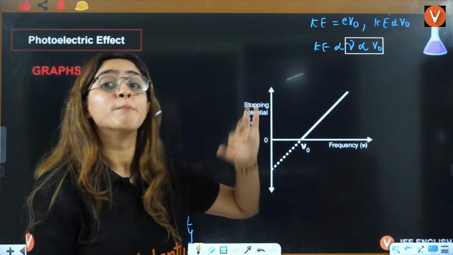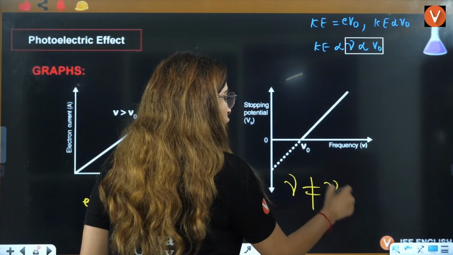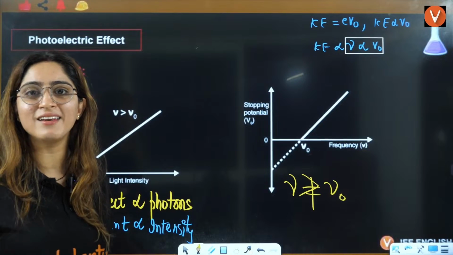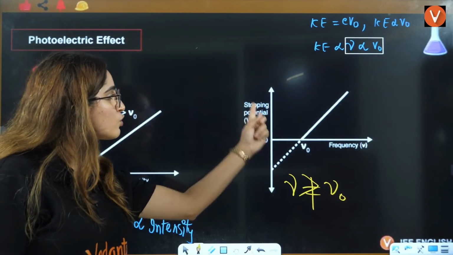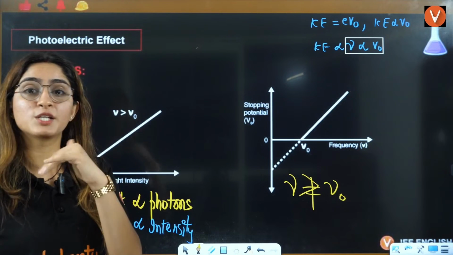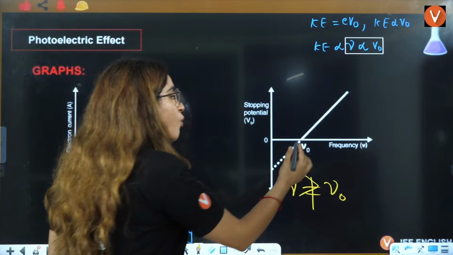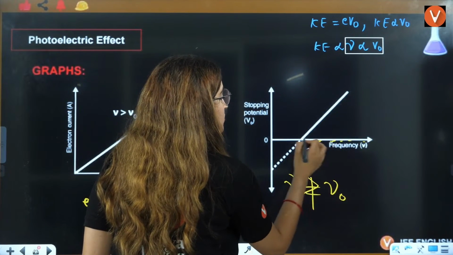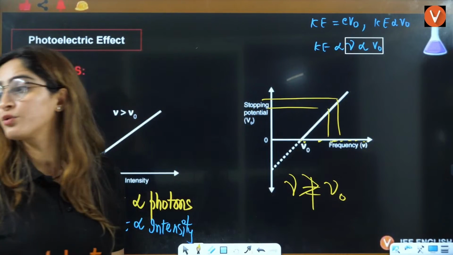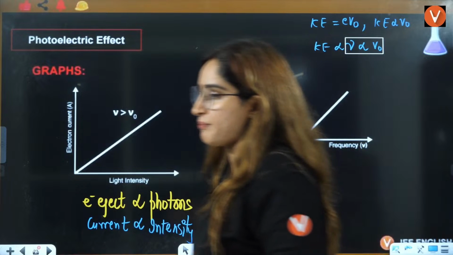Mu equal to mu naught, you don't need stopping potential. If mu is less than mu naught, then no electron is ejected. Then you require zero stopping potential. But if mu is greater than mu naught, kinetic energy is being released. That means to stop that, you have to have more potential. So the more the frequency, the more the kinetic energy, and the more stopping potential will be required to stop the electron. If someone is running at a very high speed, you will require more force to stop them, right?